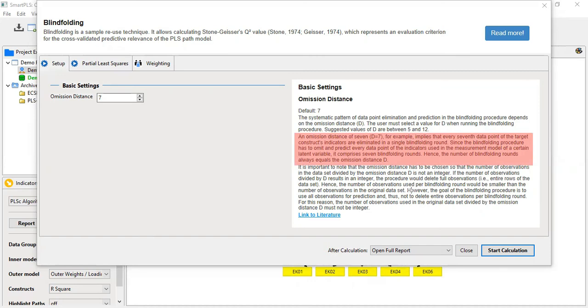Since the blindfolding procedure has to omit and predict every data point in the indicators used in the measurement model of a certain latent variable, it comprises 7 blindfolding rounds. At the end, it provides 7 blindfolding rounds, and hence the number of blindfolding rounds is always equal to the omission distance D. Alternatively, we can also choose different levels, from 5 to 10, but normally it has been suggested that we should have 7.